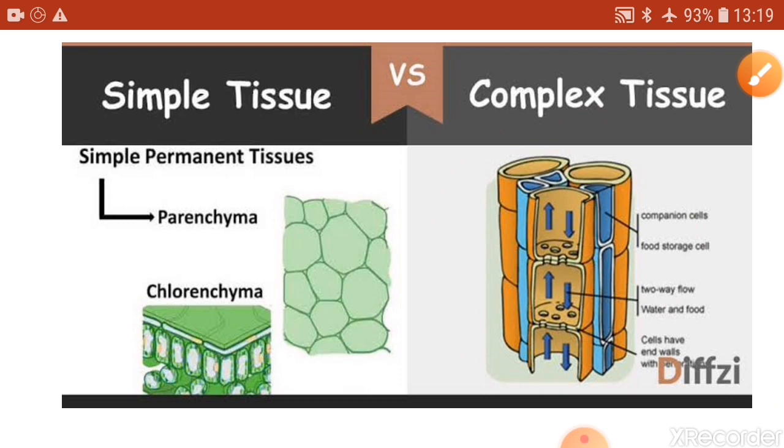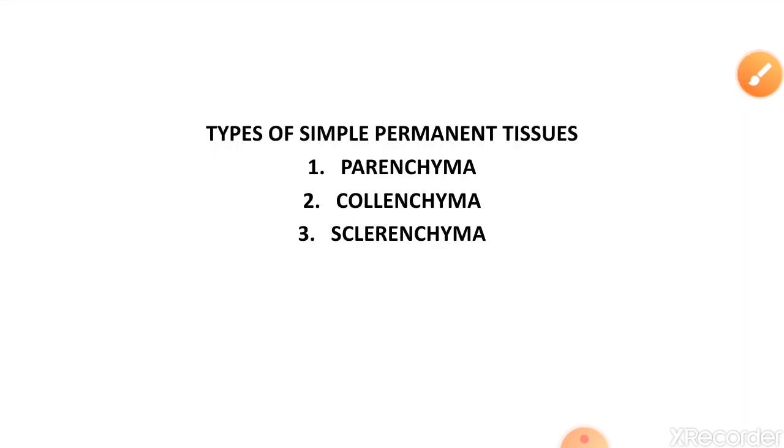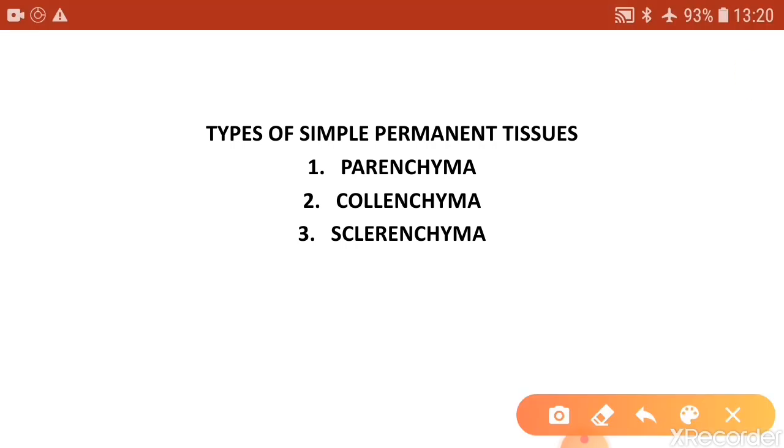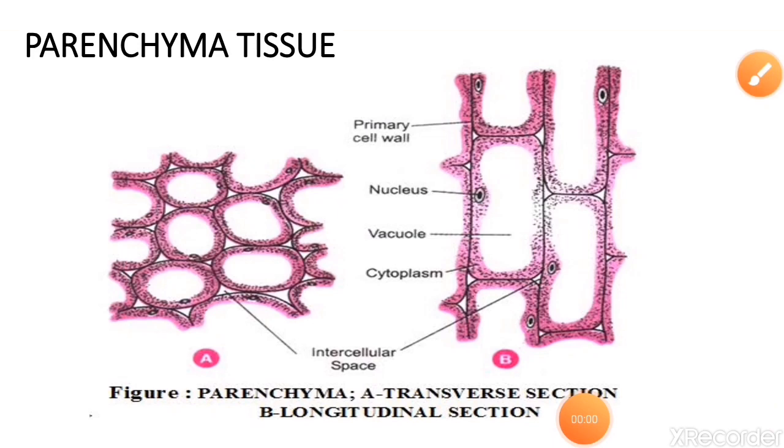So now let us study the simple permanent tissues. Simple permanent tissues are of three types. They are parenchyma, collenchyma, sclerenchyma. Parenchyma is the most common simple permanent tissue, which is found in most parts of the plant body. You find parenchyma in the leaves, stem, roots, flowers, fruits, and this is the most abundant tissue present in the plant body.